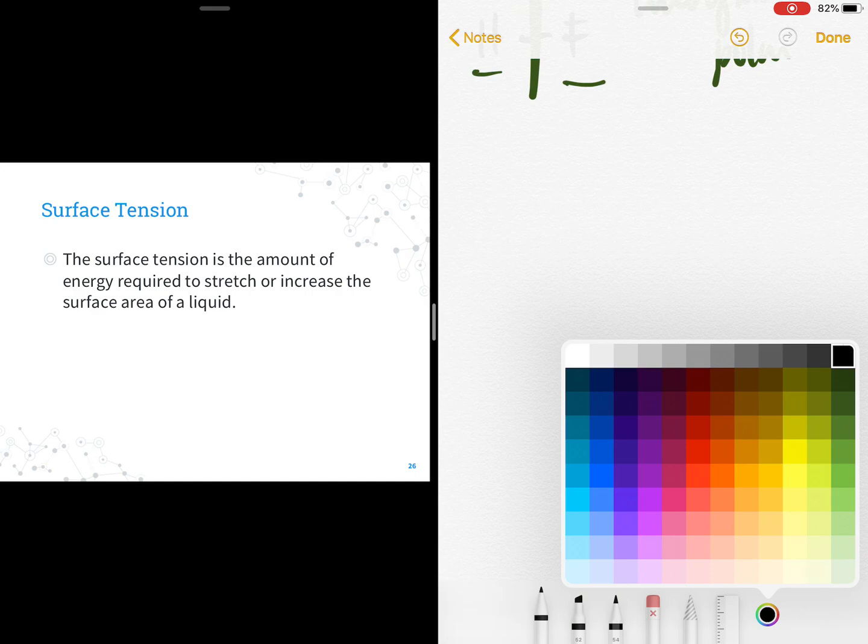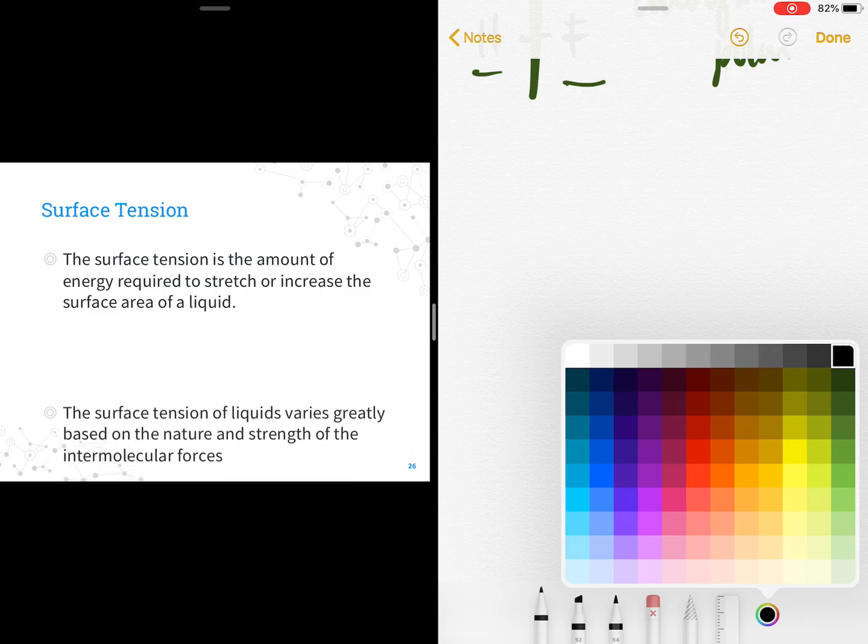So, surface tension is the amount of energy required to stretch or increase the surface area of the liquid. So, the key word here is energy to stretch. This is the energy you need to increase the surface area of your liquid.